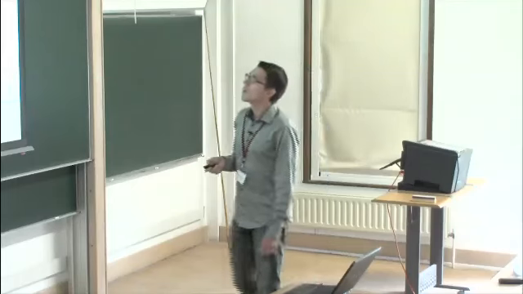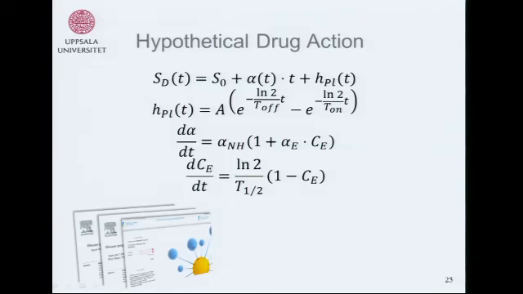A way to model this is to make this progression rate, or this progression constant, dependent on time, and then to write it as a differential equation using this kind of effect concentration here.